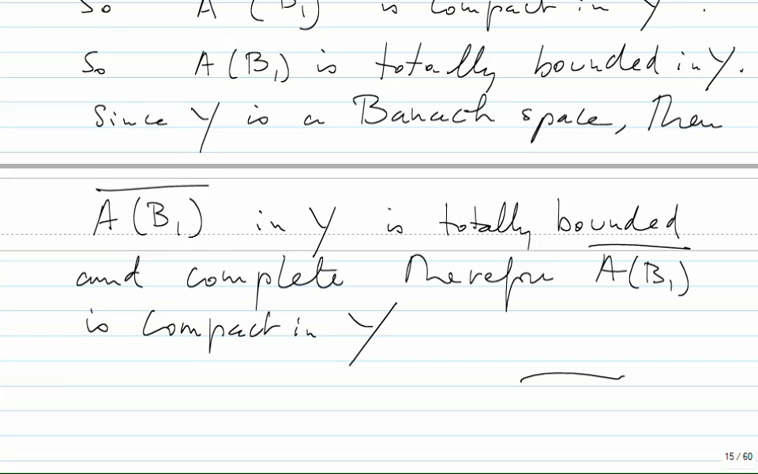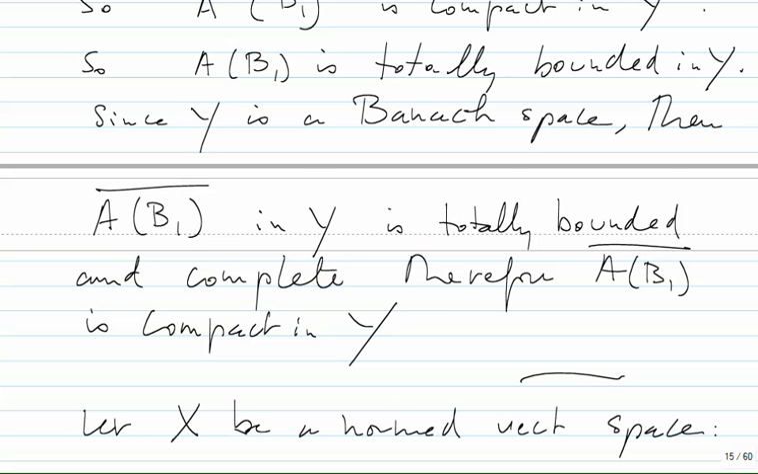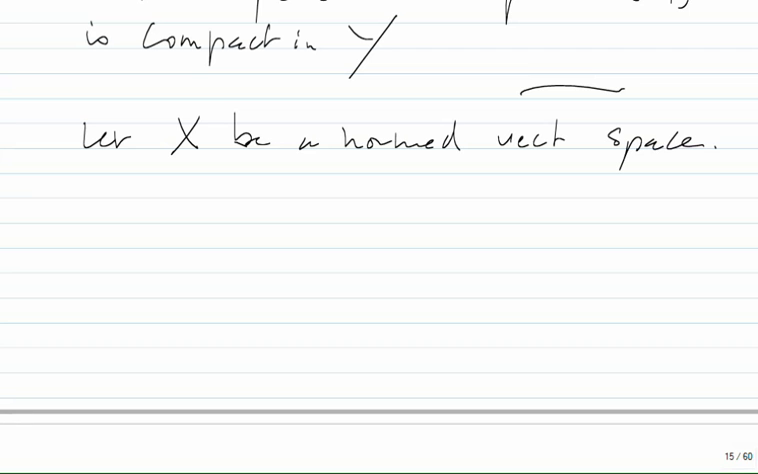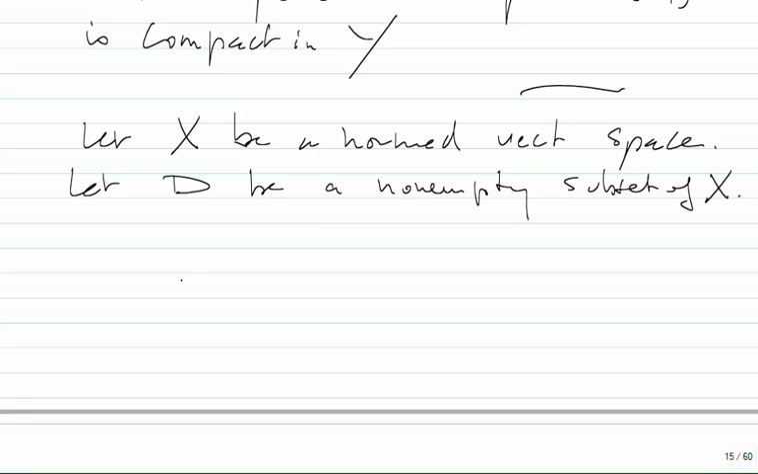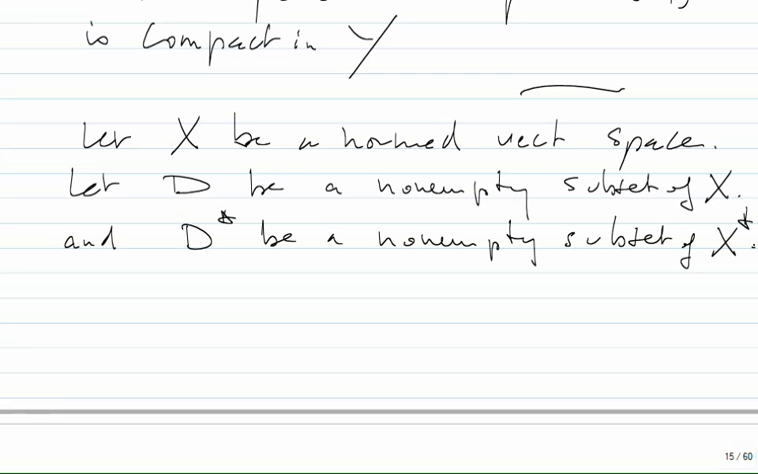Okay, so let X be a normed vector space. What we're going to do right now is discuss the null space and the range of A double star. That's exactly what we're trying to do. And for that, we need some new properties. So let D be a non-empty subset of X, and D star be a non-empty subset of X star. So we have a non-empty subset in X and a non-empty subset in the dual.